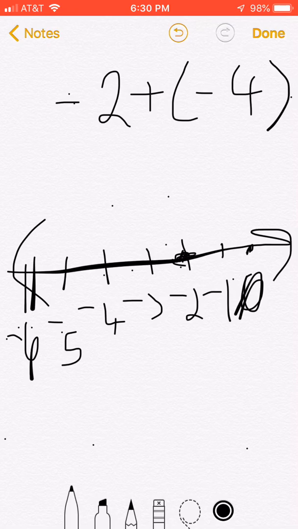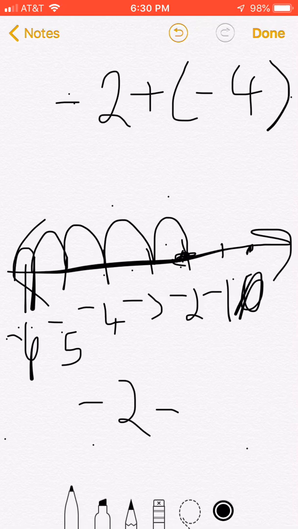So it says -2 plus -4. The plus sign is basically saying -2 plus -4, so it wants us to go back 4 more. And if that's kind of confusing, -2 minus 4 and -2 plus -4 are the same exact thing. It sounds weird, but get it in your head that they're the same exact thing.